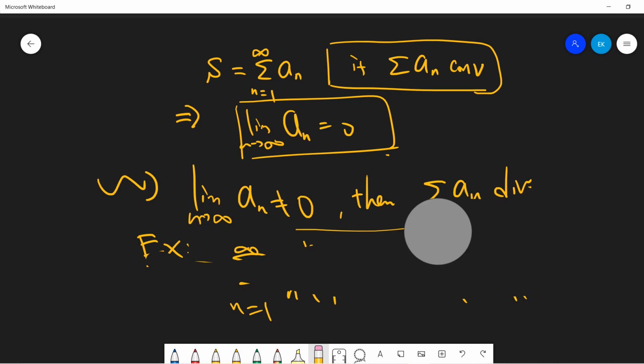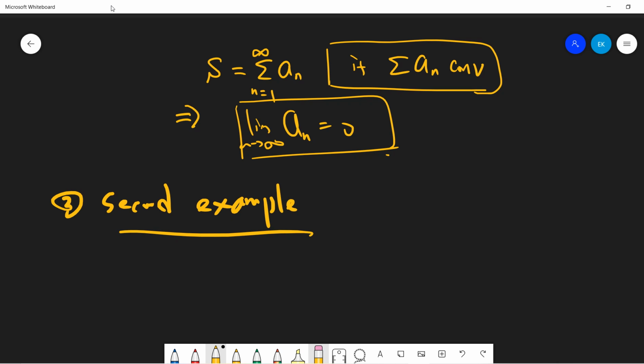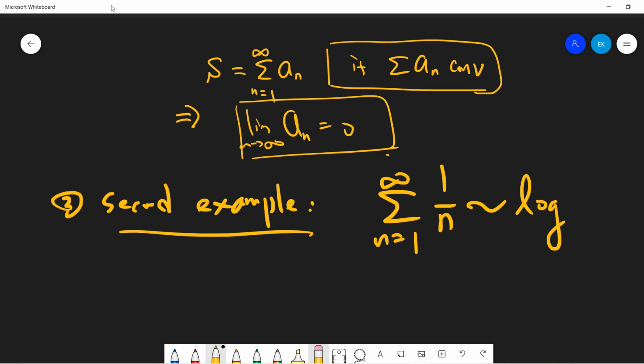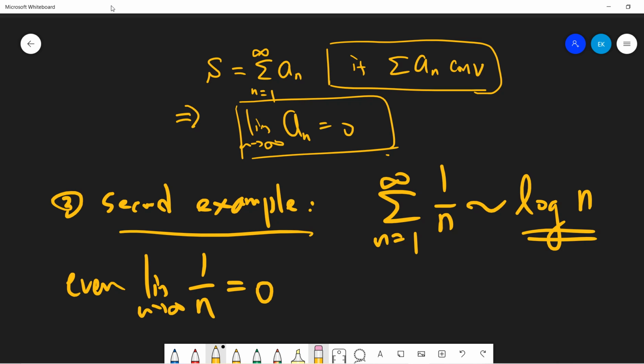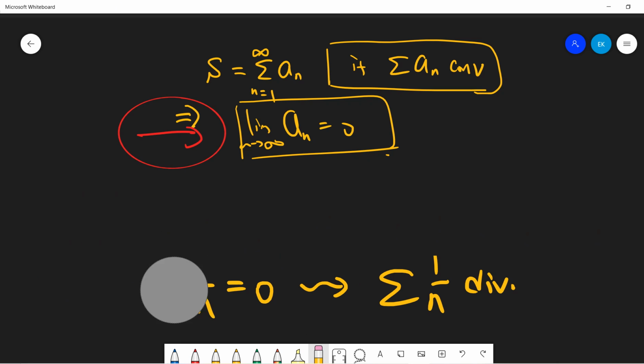The second example I want to talk about is that the converse is not true. Take the famous harmonic series, and I will leave a video with an elementary proof that it is asymptotic to log n. Even though as n goes to infinity, 1 divided by n goes to 0, the summation of 1 over n still diverges. So this means that this theorem can only go in this direction. Now let's give it a proof.